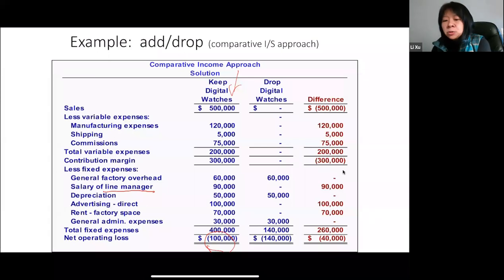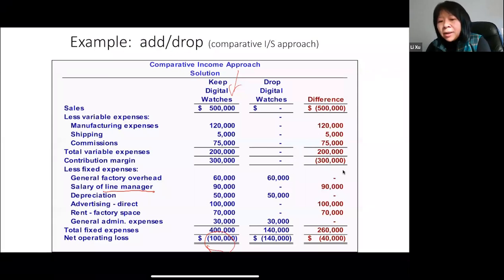All right, next one, depreciation. If we don't have the watch, can we save depreciation? The answer is no. Why? Because unless you also sold all the machines, you're still going to have depreciation. And if the machine is used for producing other watches at the same time, then you're still going to have depreciation. So dropping the digital watches product line is not going to save your depreciation cost.